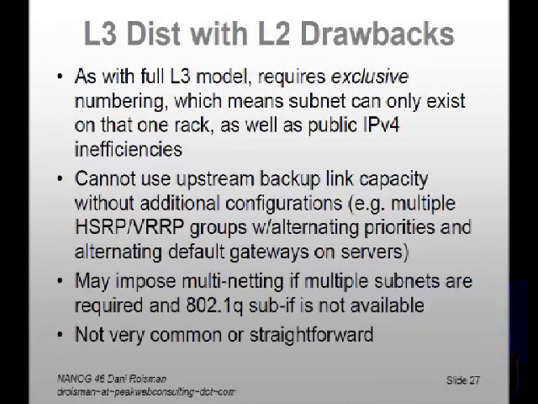This may impose multi-netting. If you come back and say, you know what, I actually want to have a few different subnets in this rack, well, since you only have one physical interface, you may need to do multi-netting, have multiple subnets available on that interface of the distribution. Otherwise, you can also get around that by doing .1q sub-interfaces, layer 3 sub-interfaces down towards your rack switch. This is not very common or straightforward. I find that I have to explain it multiple times to people, and they just don't realize, oh, it's layer 3, but I've got a layer 2 rack switch. So one of the downsides here is that you might have to take some extra time with training. You might have to re-explain to your management or to your new engineers how it works.